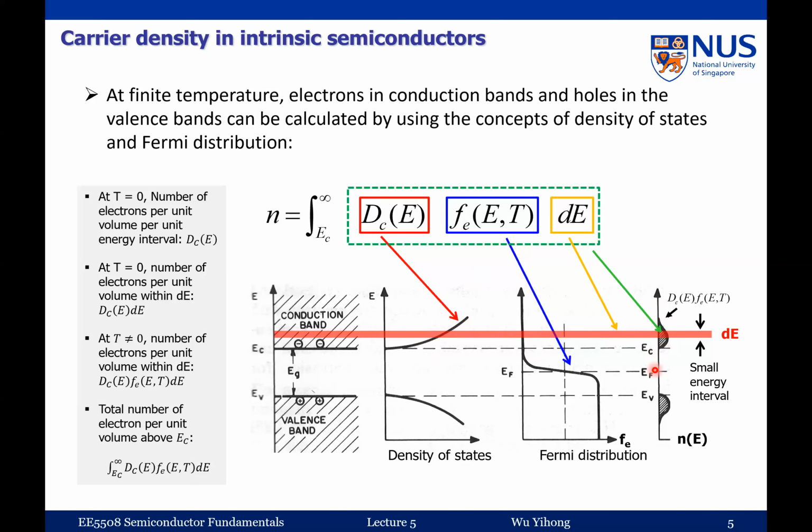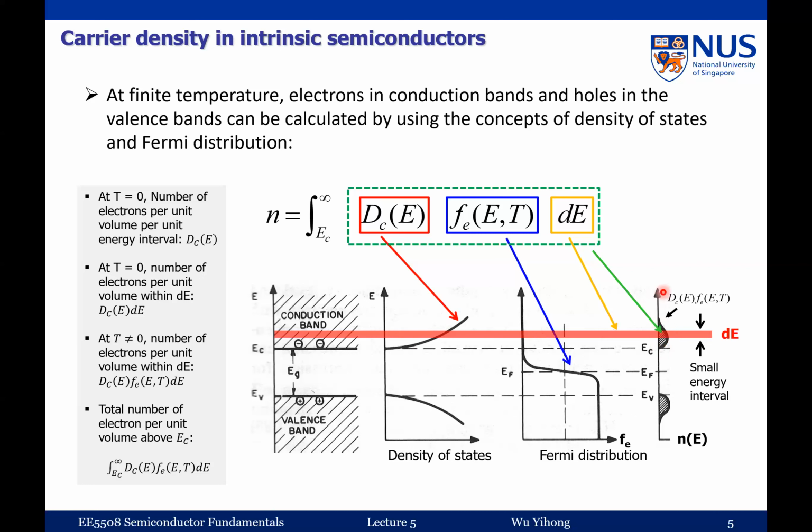So below this EC, because this is a forbidden gap, the density of states is basically zero. So even though you have a finite distribution probability, the product of this one and this one is basically zero, right? However, above this EC you have this finite distribution. Initially it's zero, then it increases with energy and reaches a maximum. After that, when energy increases further, it gradually approaches zero, right?